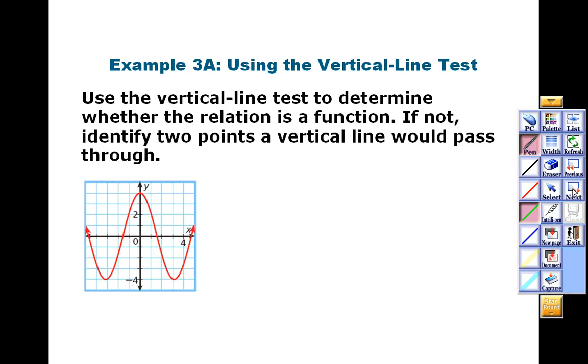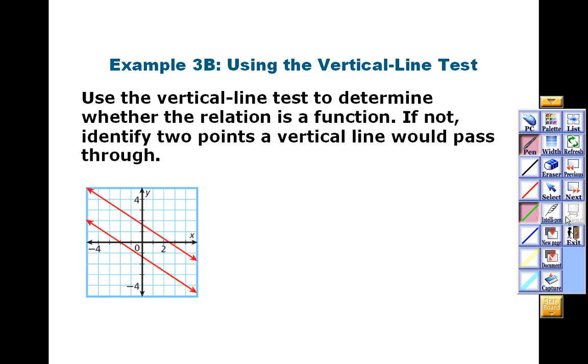Okay, so let's use a vertical line test to determine whether this relation is a function, and if not, identify 2 points a vertical line would pass through. So what do you think? Is this relation a function? How about now? The vertical line moving across the graph never hits the graph in more than one point. Therefore, this is a function.